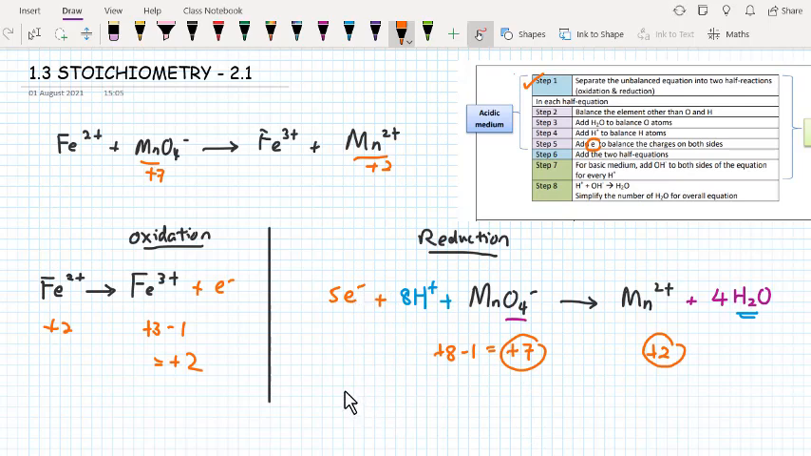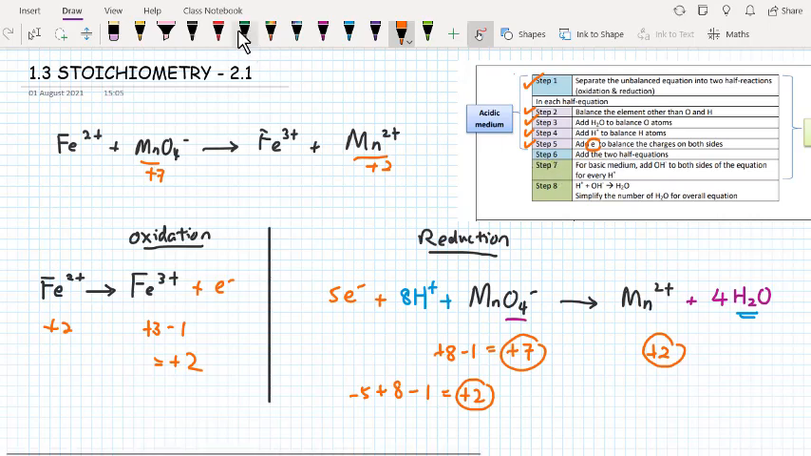We calculate again. 5 electrons, that means we have -5. We plus 8, which is from our H+, and we -1, which is from our MnO4-. In this case, we have already balanced our overall charge, the left equals the right hand side: positive 2, positive 2. So we have done also for our reduction equation. Step 2 done for both. Step 3, step 4, step 5.